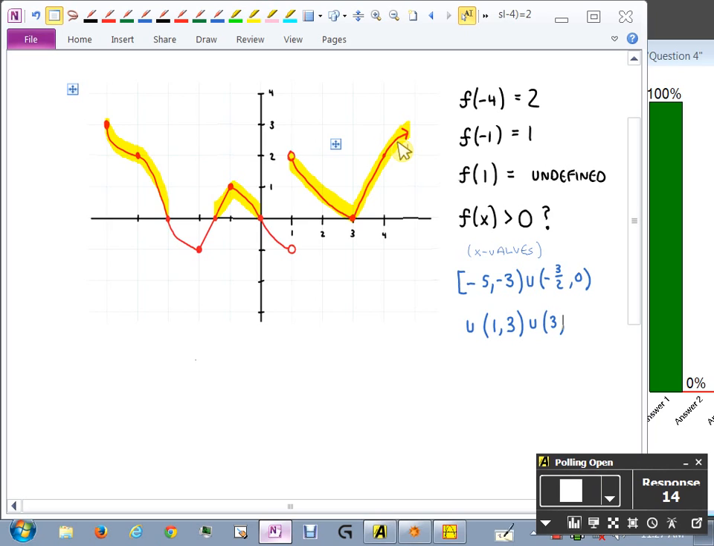All right? So now the question was, do bracket or parenthesis on infinity? It's always parenthesis. Always, always. You can never get to infinity, so can't stop. Question?